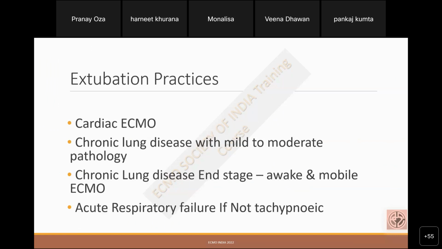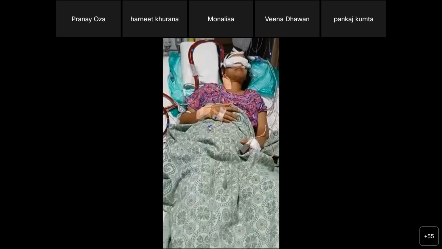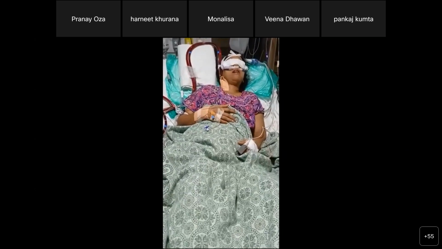This patient remained on ECMO for around 20-22 days, and then she recovered completely and was weaned off the ECMO. So usually we practice extubation in cardiac ECMO, definitely. In chronic lung disease, mild to moderate disease, and chronic lung disease, end-stage disease awaiting transplant, we always try to extubate these patients. In acute respiratory failure, if the patient is not tachypneic and tolerates it, then we extubate. So these are the patients we usually extubate.